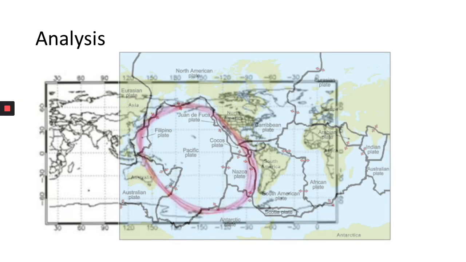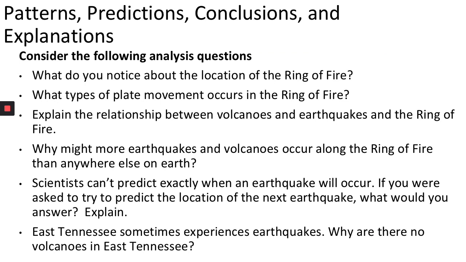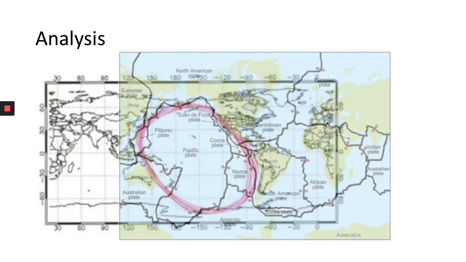So your first analysis question was, what do you notice about the location of the Ring of Fire? So let's backtrack. I've lightened up these two maps so I could overlay one over the other, and you'll notice that the ring that I have labeled as my Ring of Fire matches up right here because I lined up North America and Europe and Asia, and you can see that the Ring of Fire kind of follows a little bit this boundary right here around the Pacific and the Nazca Plate.